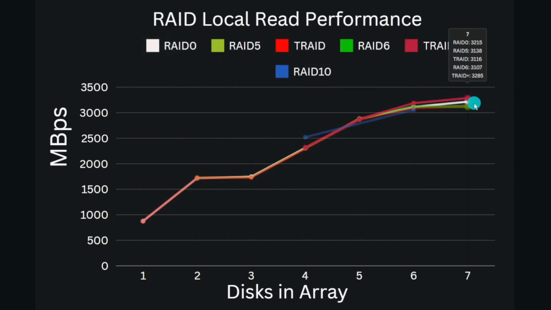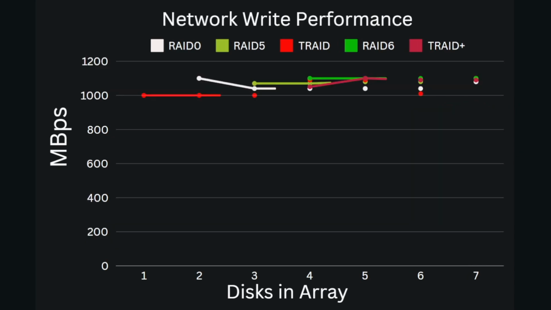But if we look at the network performance, this is as expected, and basically showed that no matter the RAID configuration or the disks used, you are going to max out your 10 gigabit network card, and the same is true for write performance and for read performance.